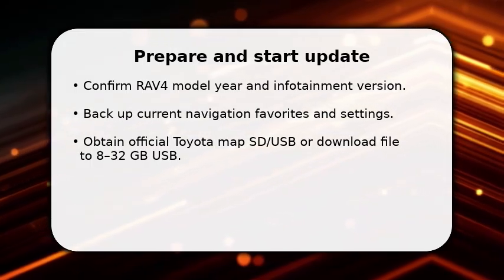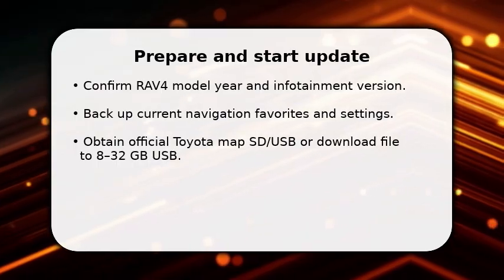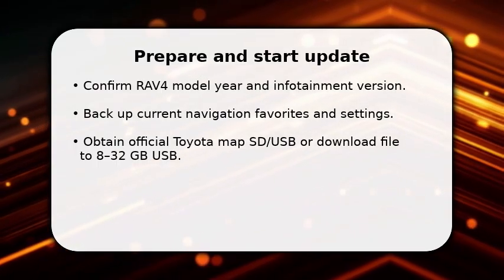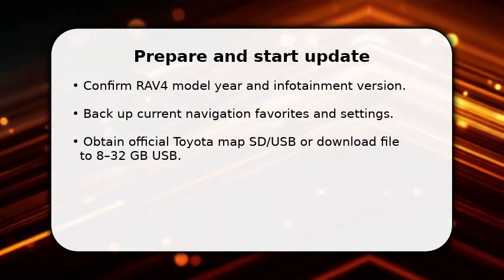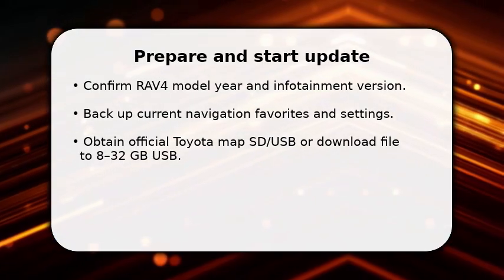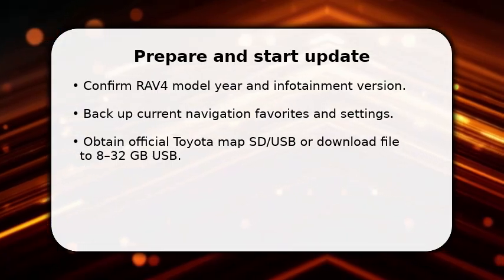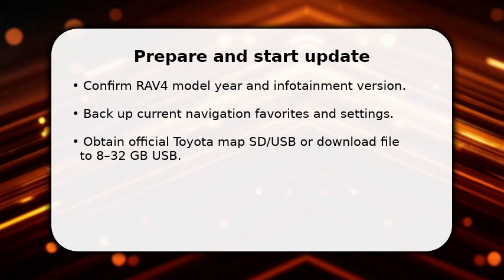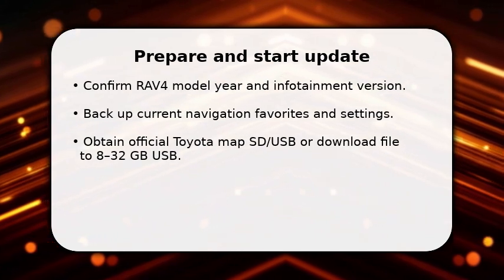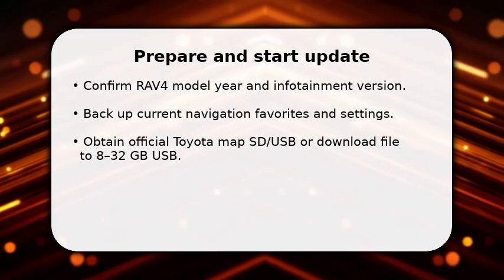Then get the official Toyota map update on the correct medium, either the OEM SD card or a clean 8-32 GB USB formatted FAT32. This ensures the head unit recognizes the file. Once done, power the vehicle to accessory mode and keep the battery healthy during the procedure.